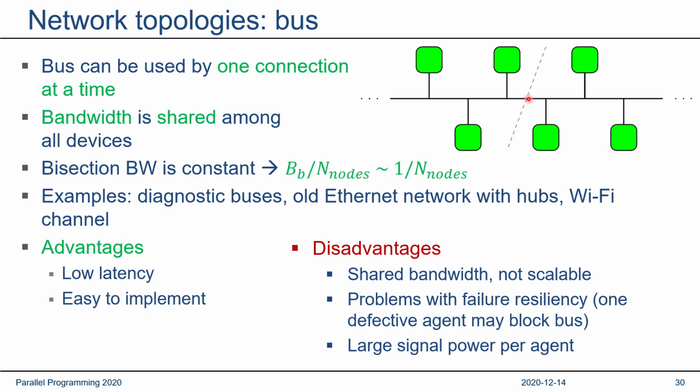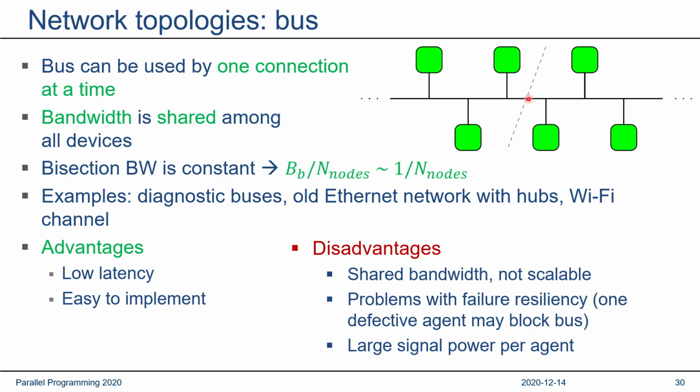Of course, the disadvantages sometimes outweigh the advantages. The bandwidth is shared, so the whole thing is not scalable at all. There are problems with failure resiliency. So if there's one defective agent, for example, one node that pulls the bus to ground, then everybody else cannot communicate anymore. So a single defective agent can block the entire bus.